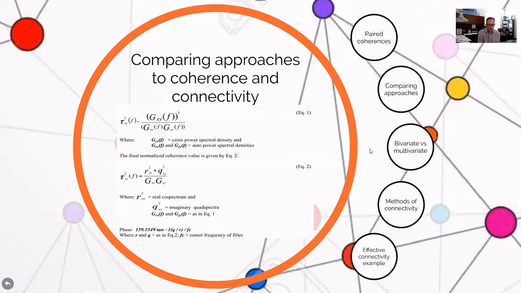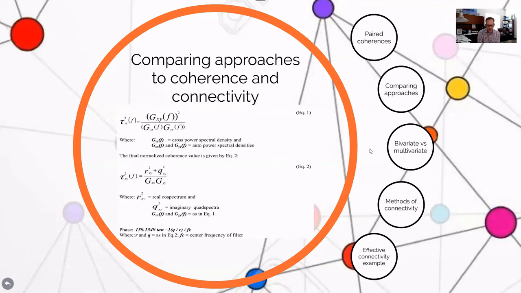And basically what it shows is that the final normalized coherence value is taken between two locations in the brain in terms of EEG activity, where we take the cross power spectral density between these two locations, or basically a correlation of their activity within a given frequency. And then that is in our numerator.